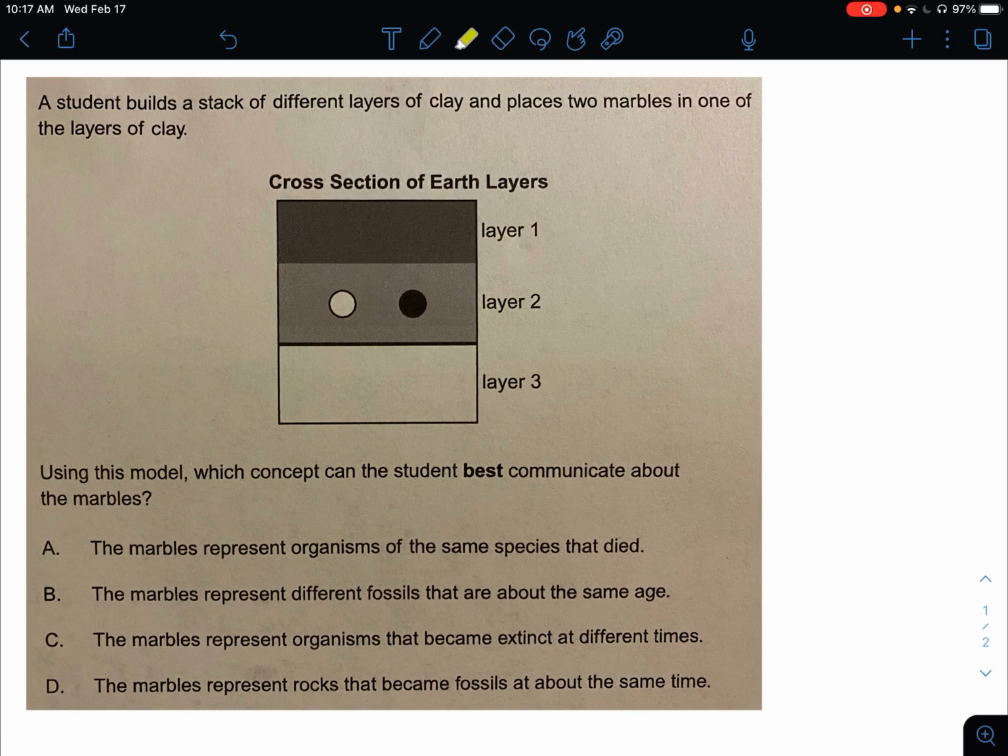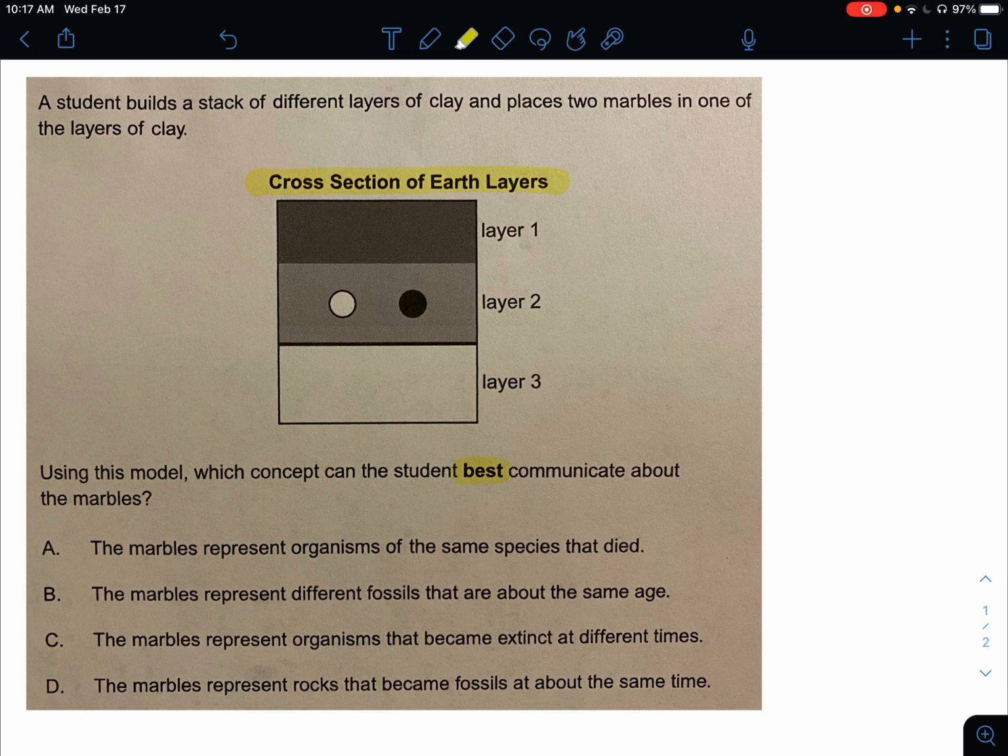It's Thursday. Let's do the bell ringer. It says a student builds a stack of different layers of clay and places two marbles in one of the layers of clay. So he labeled it, she, whatever, as a cross section of earth layers. Here we have layer one, two, and three, and both the marbles appear to be in layer two, the same layer. Using this model, which concept can the student best communicate about the marbles?